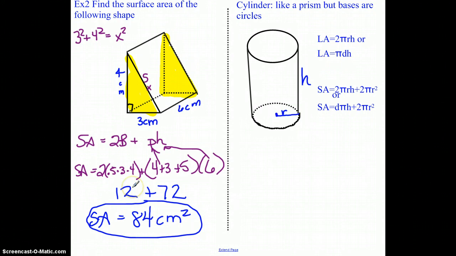Now, the next shape they want you to look at is a cylinder. And a cylinder is a little different because it has bases that are circles. So that means our lateral area is going to change. So it's going to be pi times diameter, which is the circumference. Because you can notice that it's got 2 pi r and diameter times pi, which are both our circumference formulas.